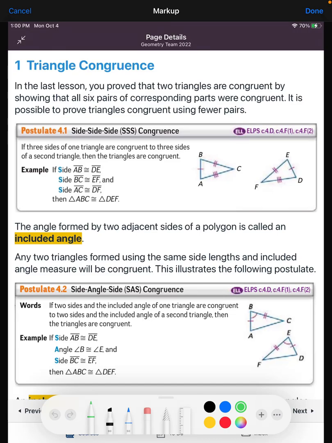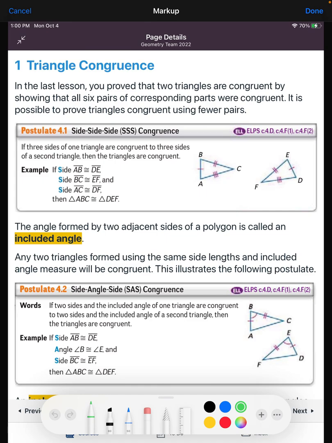In this video, we'll look at different types of triangle congruence. In the last lesson, we learned that two triangles are congruent by showing that all 6 pairs of the corresponding parts, so all the angles and all the sides, were congruent. But it is possible to prove triangles are congruent using fewer pairs. The first one is side, side, side, or SSS congruence.